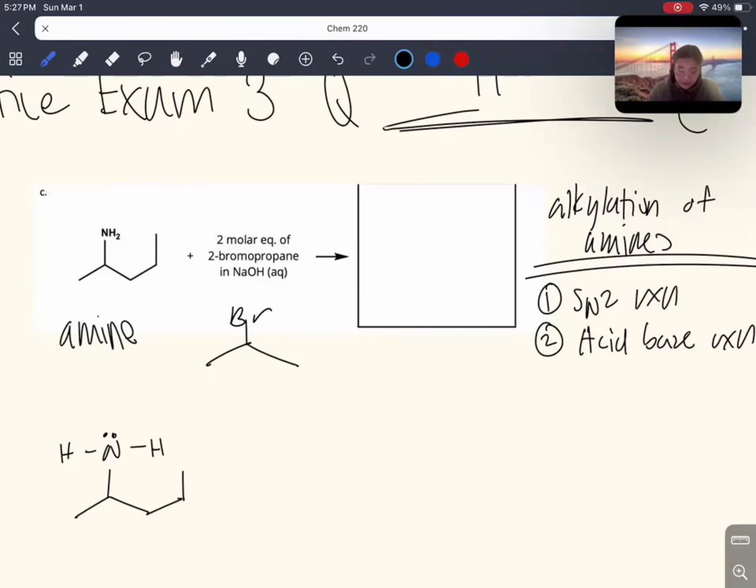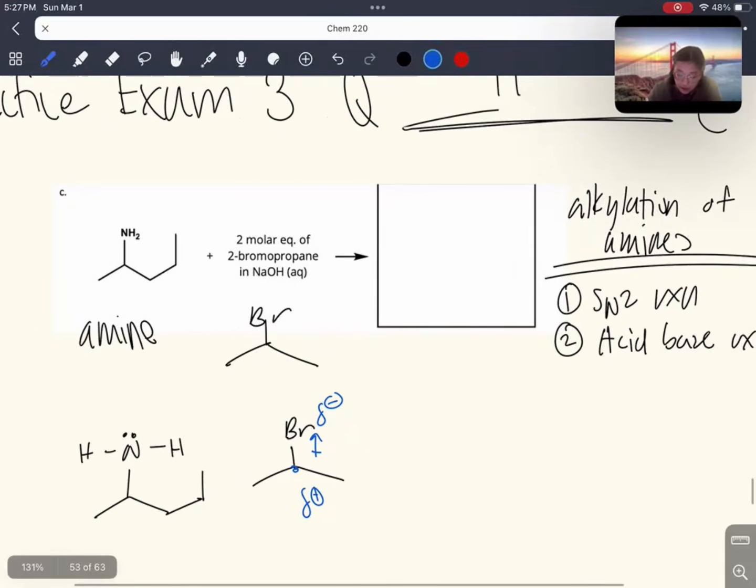So the first step is going to be an SN2 reaction. And this lone pair on our nitrogen is going to be a nucleophile. And then a bromine is electronegative, so there's going to be a partial negative charge on the bromine and a partial positive charge on the carbon that it's attached to. That makes that carbon electrophilic. And so our nucleophile attacks our electrophile.